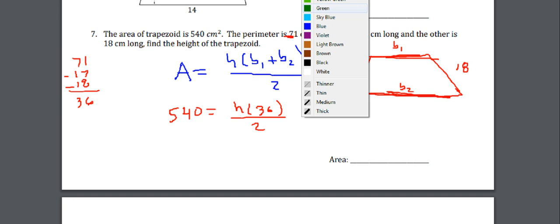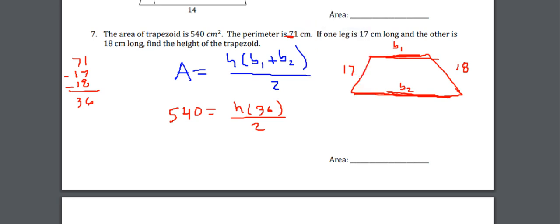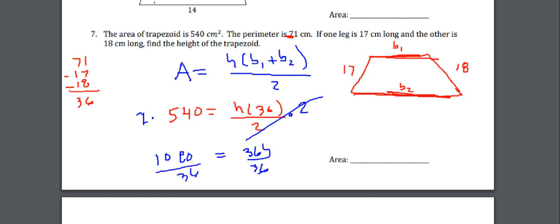Okay, so now my goal is just to get h all by itself. So first thing I'm going to do is get the 2 out of the denominator. So I'm going to go times 2 to both sides. So 540 times 2 is 1080 equals 36h. Divide both sides by 36, which means the height is equal to 30.